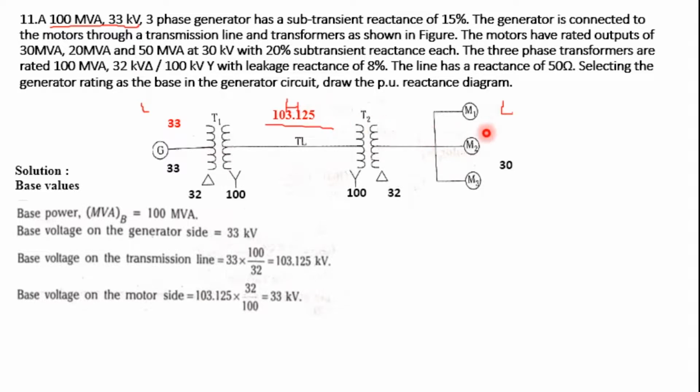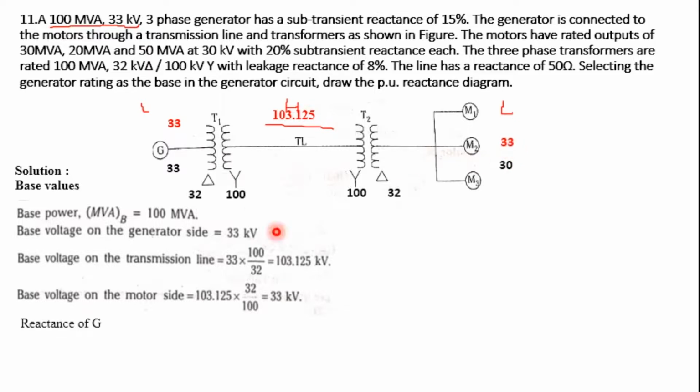Similarly, we have to calculate the LT rating of the transformer, motor side. That is equal to the ST side of the transmission line, which we got as 103.125, into the LT rating of the transformer, 32, divided by the ST rating of the transformer, 100. So we get 33. You can see here this is the actual value, this is the new value. There is nothing complicated here.